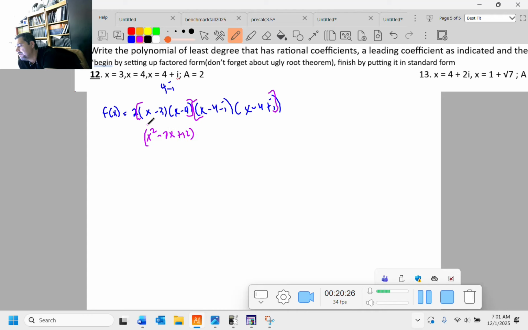If you don't understand that, you've probably failed already. Still a 2 out front. I am going to, with this guy, make a big old box. It's just better at organization.